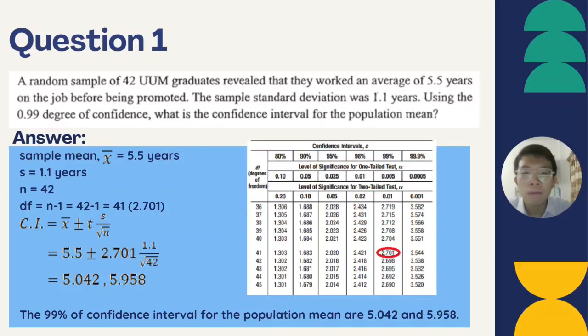So we get t is 2.701, which is from the t table. We substitute all information into the confidence interval formula, which is sample mean plus minus t times s divided by square root n. So we get 5.042 and 5.958. So we conclude that the 99% confidence interval for the population mean is 5.042 to 5.958.